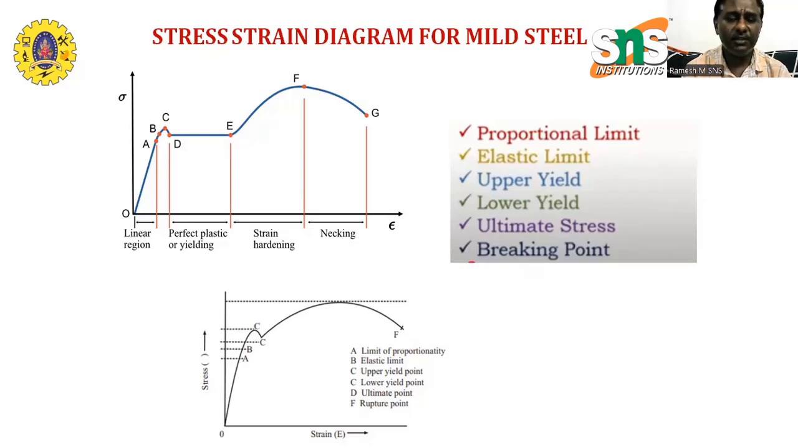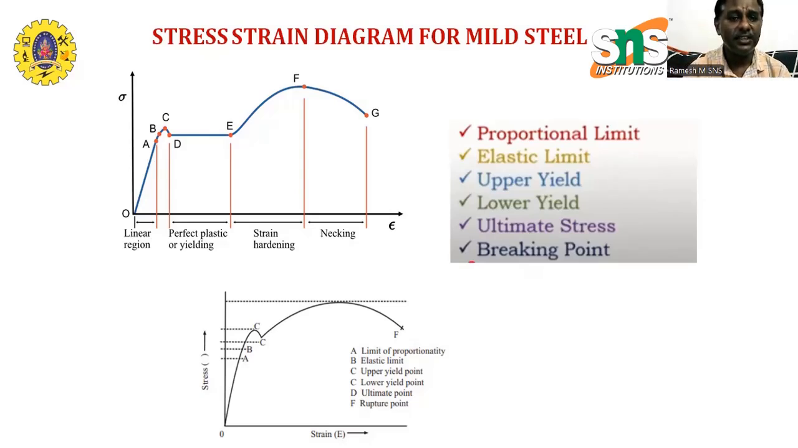The point A is called the proportionality limit, and we have another point, B. The point B is called the elastic limit. Beyond the limit of proportionality, the material still deforms, especially up to point B. However, the relationship between the stress and the strain is no longer linear. Next, we have points C and D, which together are called the yield point. The point C is the upper yield point, and D is the lower yield point.